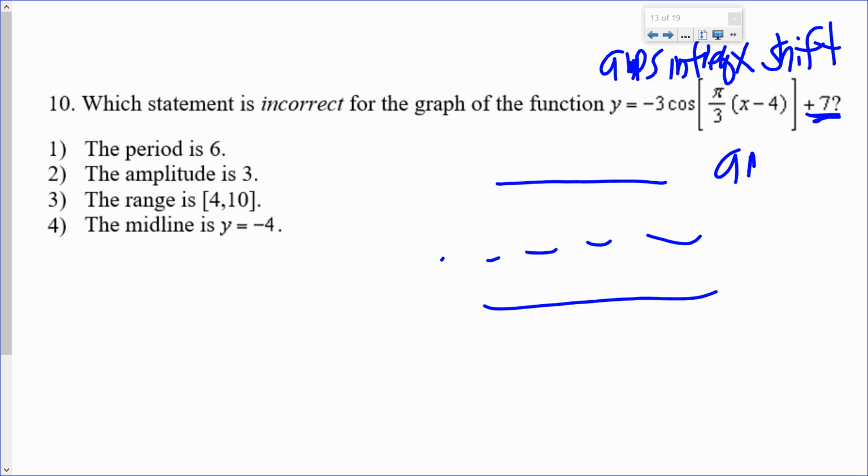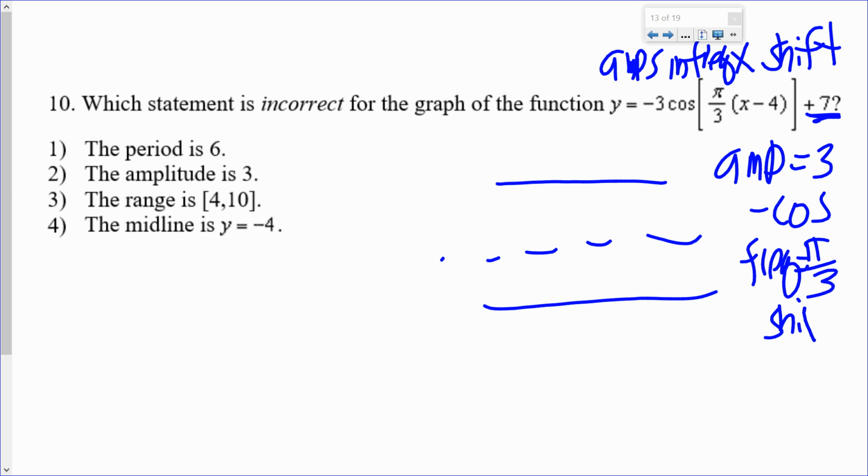My amp is 3. It's a negative cosine. My freq is pi over 3. My shift is 7. We didn't talk much about this. This is a horizontal shift. We know from transformations this is going right 4. Doesn't really affect anything important here. So my shift is 7. My amp is 3. So I'm going up 3 and down 3. It's a negative cosine.